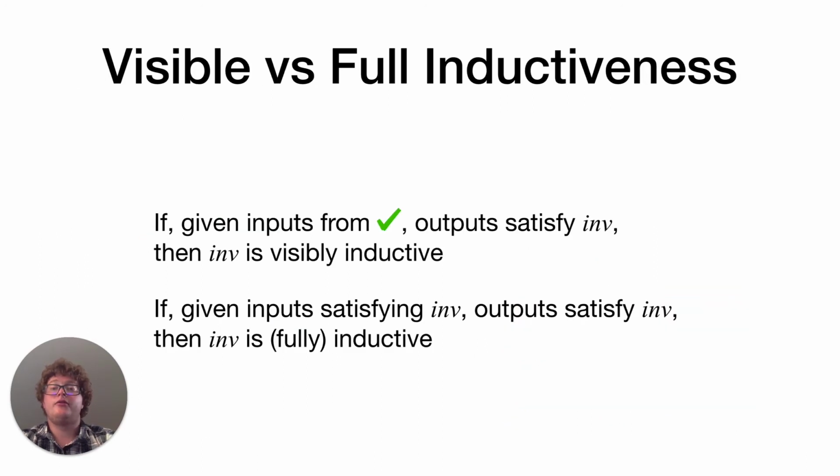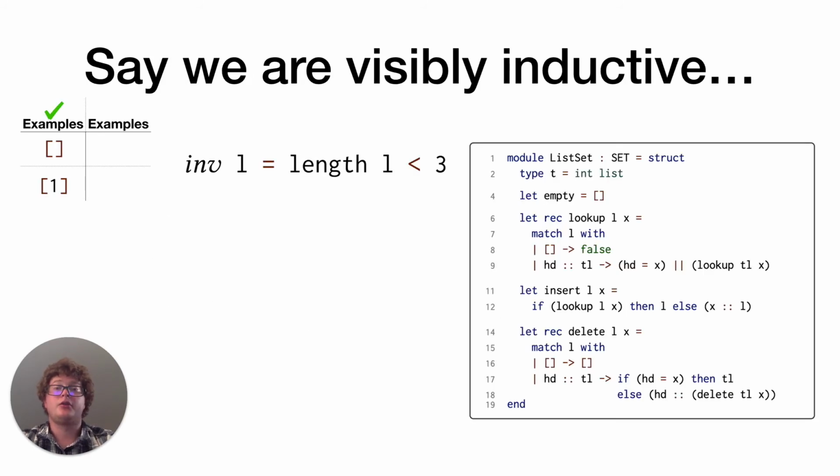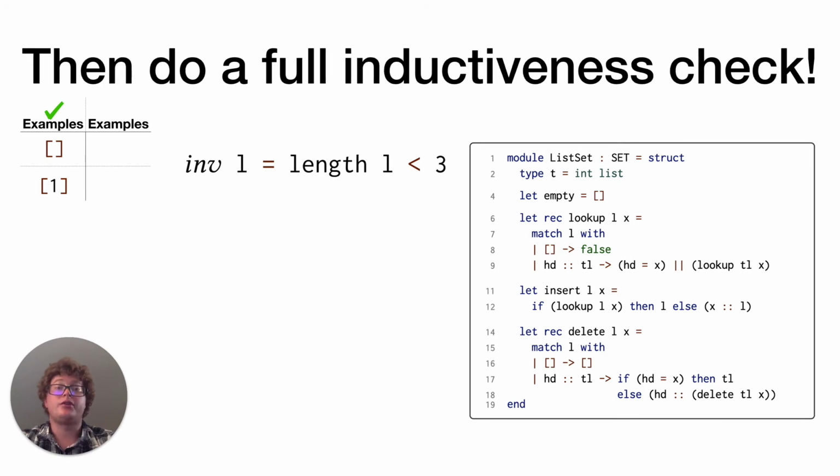So visible inductiveness states that if, given inputs from the positive set, the outputs satisfy inv, then inv is visibly inductive. Full inductiveness requires that given inputs satisfying inv, the outputs must satisfy inv. Visible inductiveness is just a step we go through, but full inductiveness is what we really need. So even if we are visibly inductive, we still need to do a full inductiveness check.